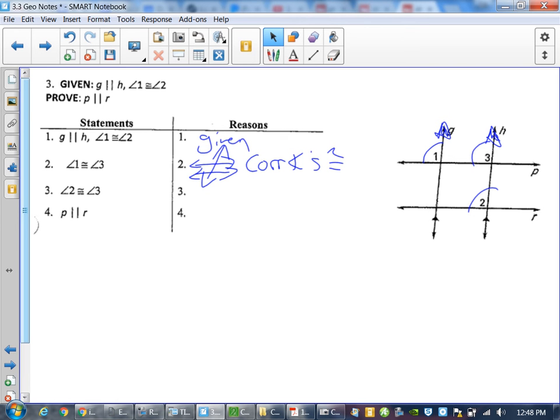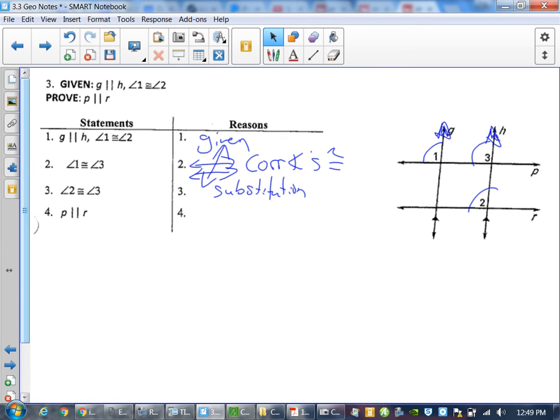Okay, perfect. Gotta have the symbol. Have to have the symbol. And now, 1 is congruent to 2, 1 is congruent to 3. Why is 2 congruent to 3? Because of what? Careful. 1 is 2, 1 is 3, 2 is 3. It's substitution.